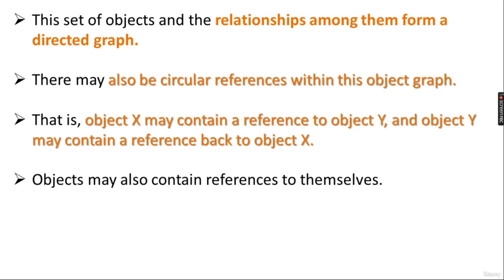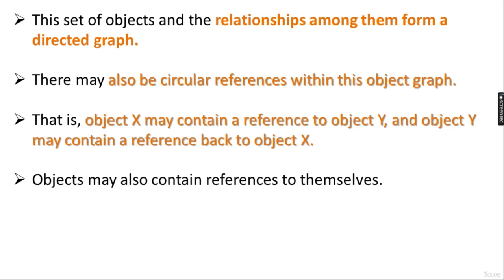Like in a project, there are multiple classes. One class is dependent upon another class. One class is taking a parameter that is an object of a particular class, and that class is taking the object of another class, and so on. So references are used consecutively. There is a relationship among them, and those objects will form a directed graph. So object 1 is dependent upon object 2, which is dependent upon object 3, and so on.